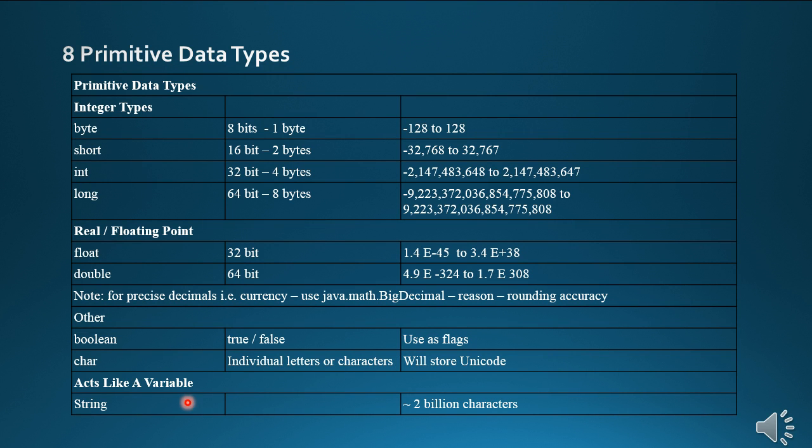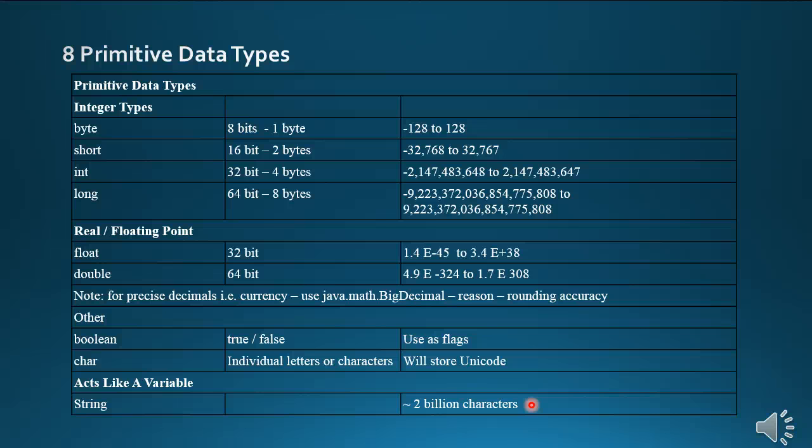Now string, it's treated like a primitive data type, but it's actually a class, meaning there's operations that can go with this. But for a string, at this moment in time, it can hold alphanumerics, and it can hold up to about 2 billion characters. So if you wanted to store one of the works of Shakespeare, you could do it in one string variable.